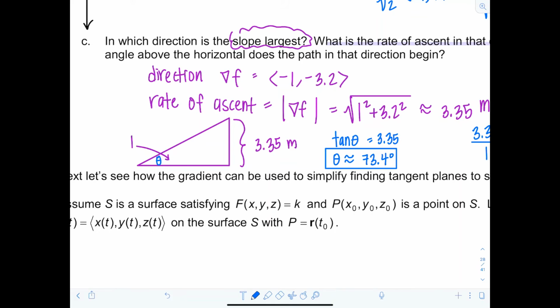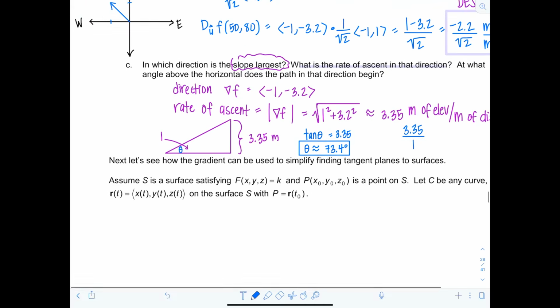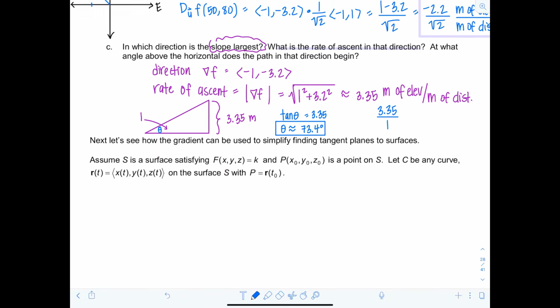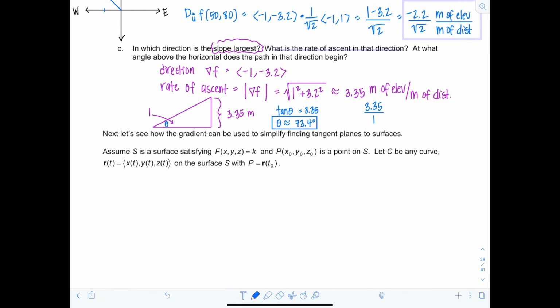All right, what a nice little example. Now we're going to look at how the gradient can be used to simplify finding tangent planes to surfaces. Remember, we talked about that a few lessons ago. And so now we want to revisit the topic now that we know something about the gradient. Okay, now assume S is a surface and it satisfies that f of x, y, and z equals some constant k. And say we have a point P with coordinates x naught, y naught, z naught, and that's a point on the surface S.